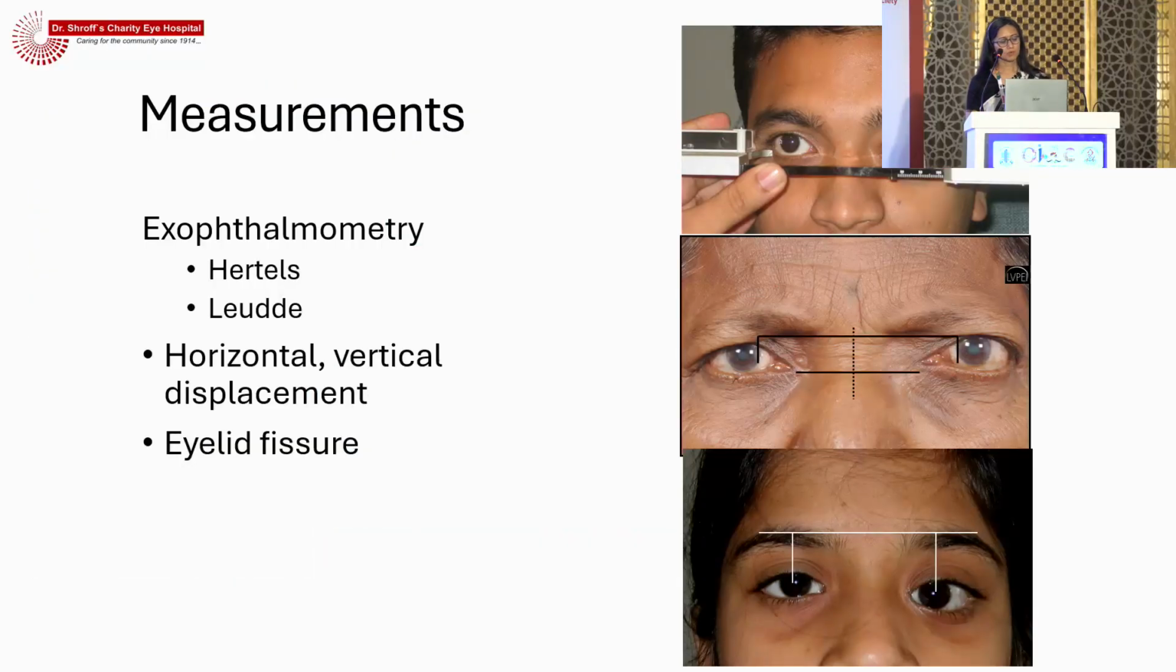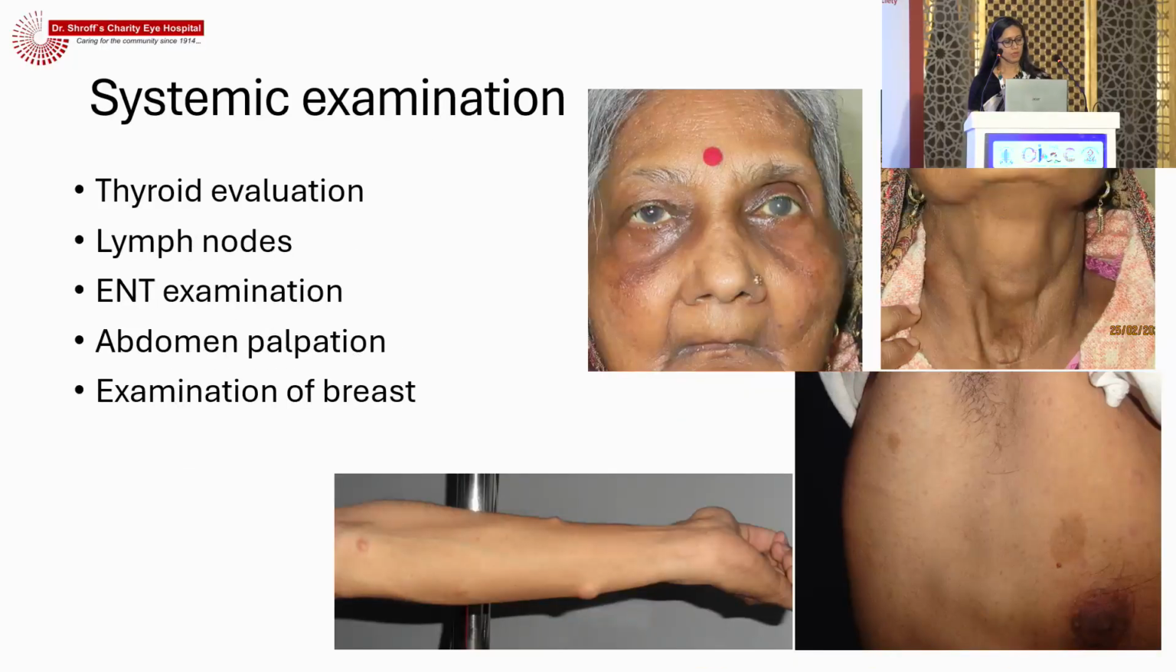Measurements remain the next step of the evaluation. Hertel's exophthalmometry remains the gold standard for documenting the amount of proptosis and on follow-up. But we should know that Hertel's is applicable only for axial proptosis. If it's an abaxial proptosis, we must also measure the amount of displacement, horizontal as well as vertical, by putting a scale or drawing reference lines and measuring the displacement and comparing it with the normal eye. Systemic evaluation can't be forgotten.